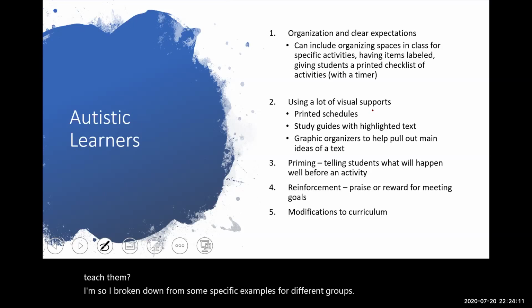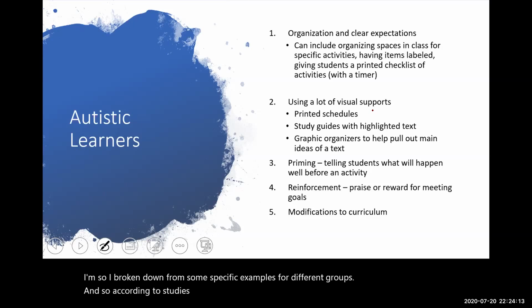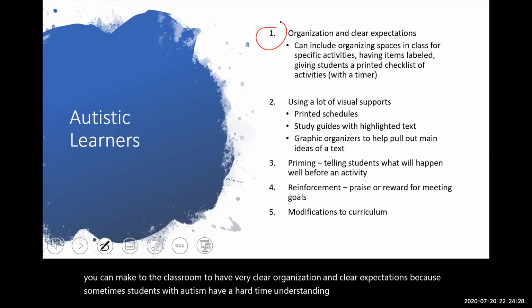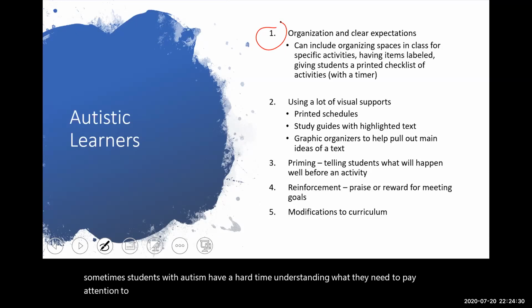And so according to studies, for autistic learners, some of the best modifications or combinations you can make to the classroom are to have very clear organization and clear expectations, because sometimes students with autism have a hard time understanding what they need to pay attention to in their environment. So if you make the expectations very clear, it makes it easier for them to learn and to focus on what they need to focus on.